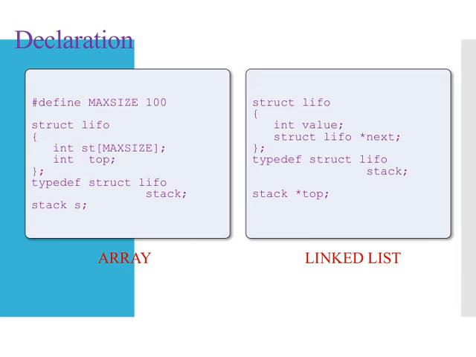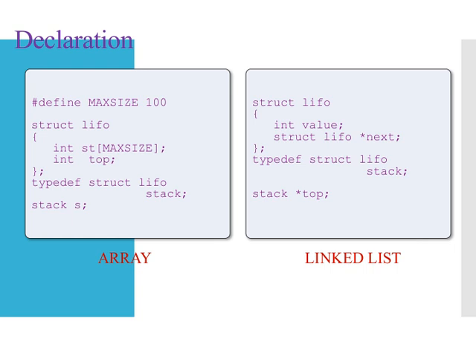Now let's look at the declaration section. First, we define a constant MAXSIZE and set it to 100, which will be the maximum size of our array-based stack. Then, we have the structure definition for a stack using an array. Inside the struct, there's an integer array with size MAXSIZE and an integer top to keep track of the current top position in the stack. We also create a type alias called stack for this structure for easier reference.